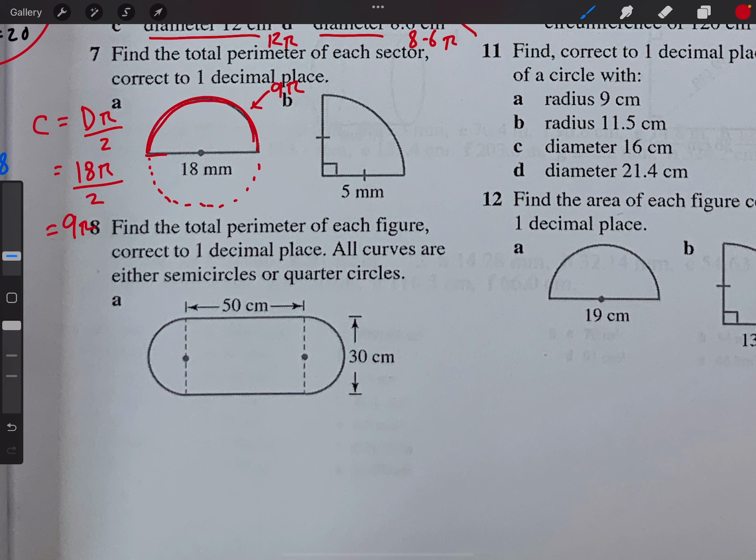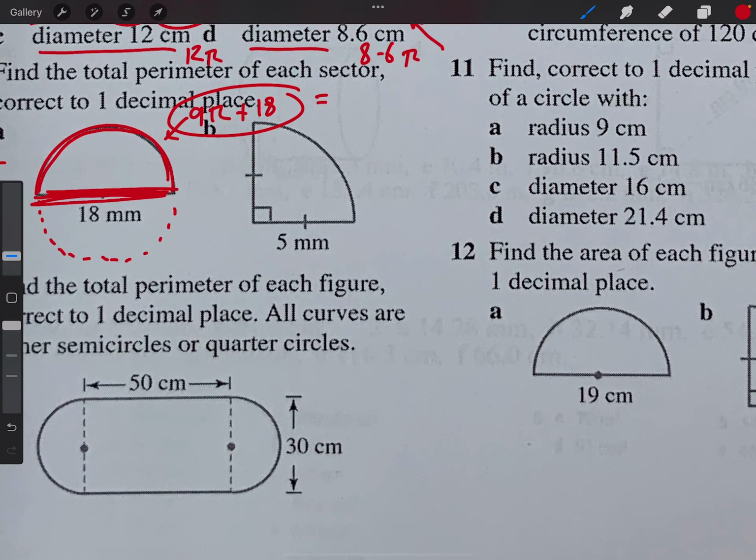Now we have to add that 9 pi with 18, because we got that piece at the bottom, 18. Okay, so that's your exact value. Now they want it to 1 decimal place, so give it to 1 decimal place using a calculator.